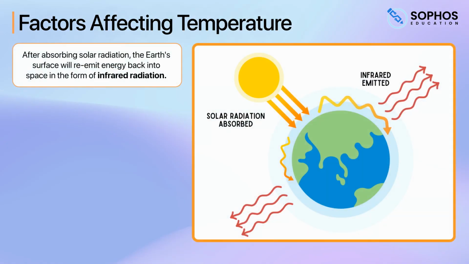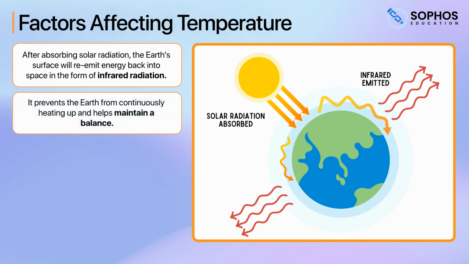After absorbing solar radiation, the Earth's surface will re-emit energy back into space in the form of infrared radiation. This emission is crucial because it prevents the Earth from continuously heating up and helps maintain a balance. The Earth's temperature is essentially a balance between the solar radiation that is absorbed and the infrared radiation that is emitted back into space. Any factor that alters this balance can affect the Earth's temperature.